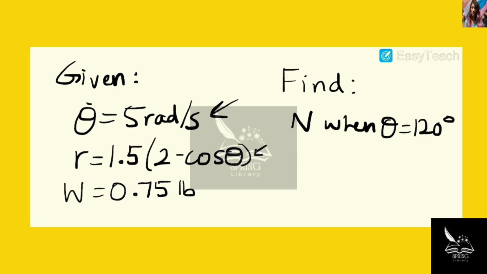And we have two collars with the mass 0.75. What we're asked to solve for is the normal force exerted when theta, or the angle of rotation, is equal to 120 degrees. The way we're going to be solving this problem is by using our knowledge of rotational, so tangential and normal acceleration and velocities, and combining that equation of motion with Newton's second law and with our free body diagrams. So let's go ahead and get started.